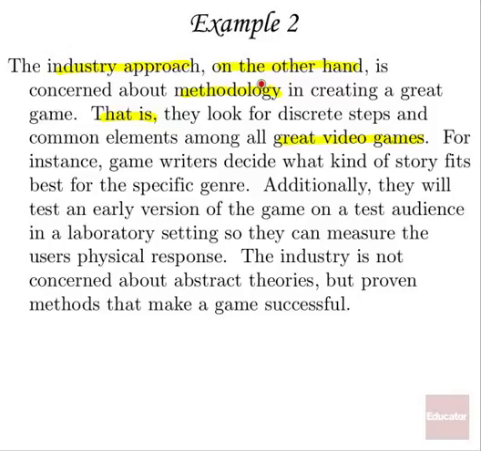Let's continue on. For instance, keyword, game writers decide what kind of story fits for a specific genre. Additionally, they will test an early version of the game on a test audience in a laboratory setting. The industry is not concerned about abstract theories, but proven methods to make a game successful. So let's digest this. Do we have one major supporting detail, or 2, or 3? Let's kind of look closely at this.